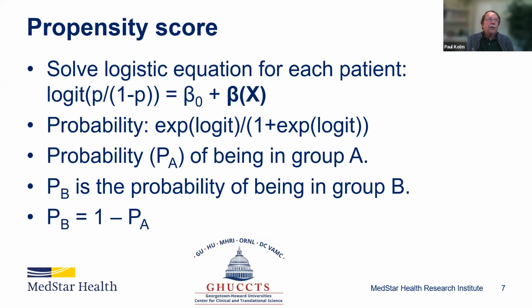And so our regression equation is just simply the logit of the probability divided by 1 minus the probability. And that's the regression equation where you have, in this case, the bold X stands for a number or an array of covariates. And so we would come up with a probability of being in group A. And then if the probability of being in group A is P sub A, then the probability of being in group B is just 1 minus that.